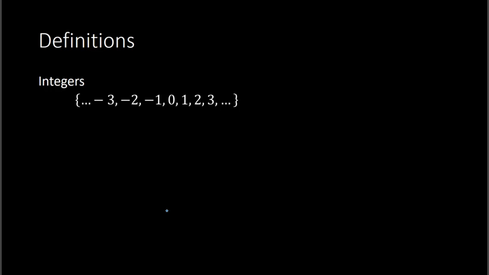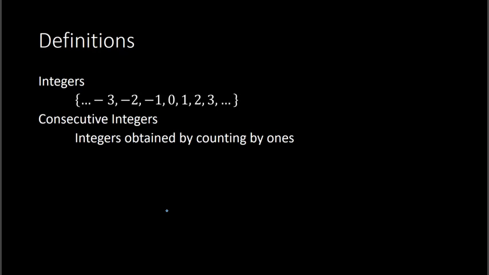be integers. When we say consecutive integers, what we mean are integers that are one right after the other. So they can be found by counting by ones. For example, 3, 4, and 5 would be three consecutive integers. Or it could be -3, -2, -1, or -12, -11, -10. Those would all be consecutive integers.